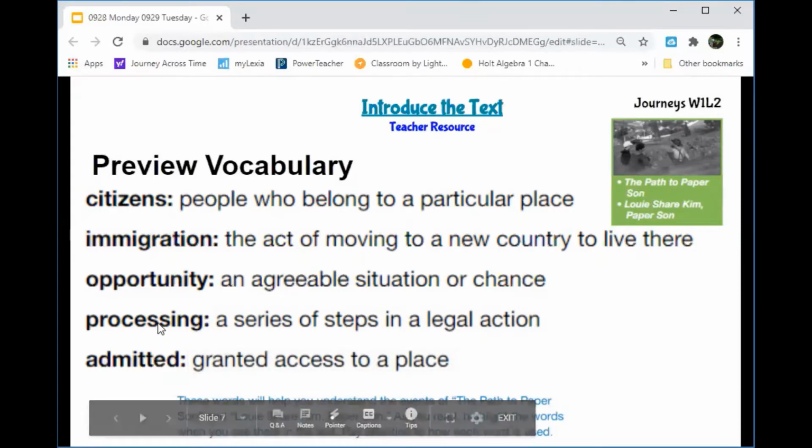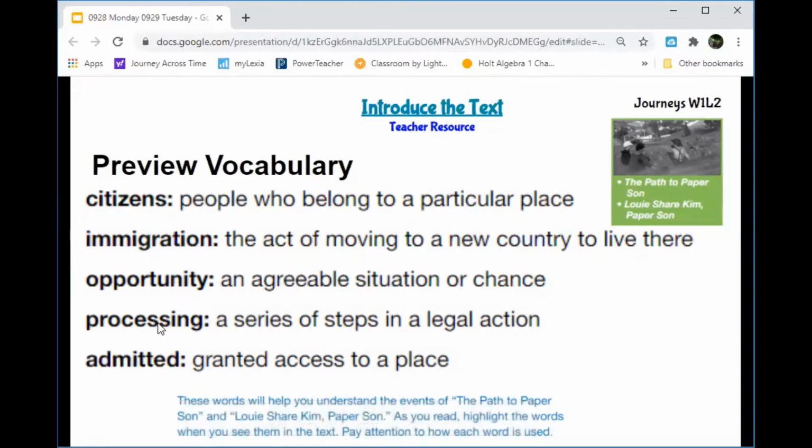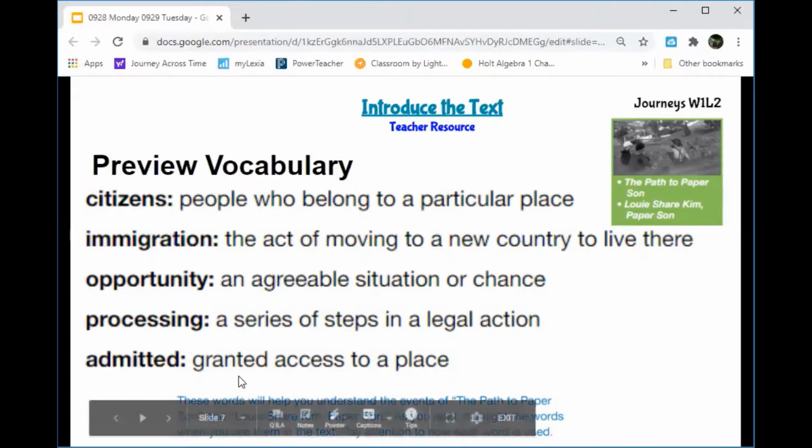These words will help you understand the events of Path to Paper Sun and Louis Sher Kim Paper Sun. As you read, highlight the words when you see them in the text. Pay attention to how each word is used.